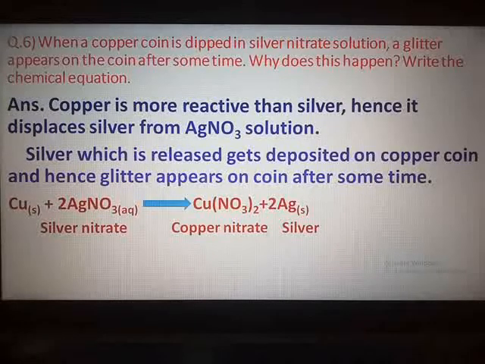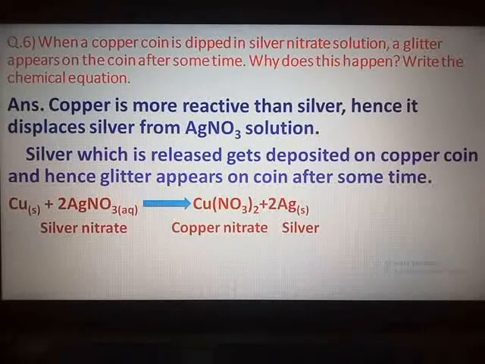I hope you have followed the answer. Copper coin, it was dipped in silver nitrate. Copper is more reactive, so it will take or displace silver from its position, and that liberated silver will get deposited on the copper coin, making it shiny.